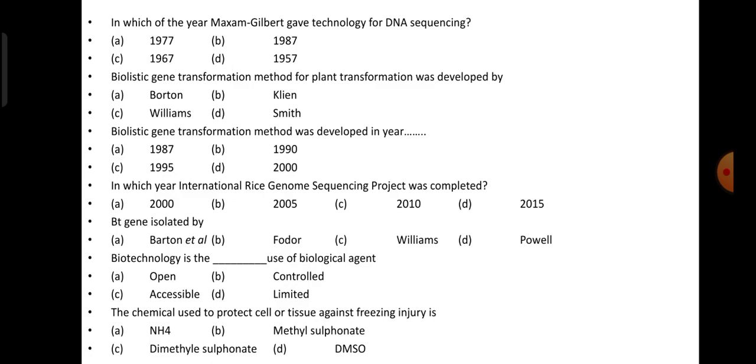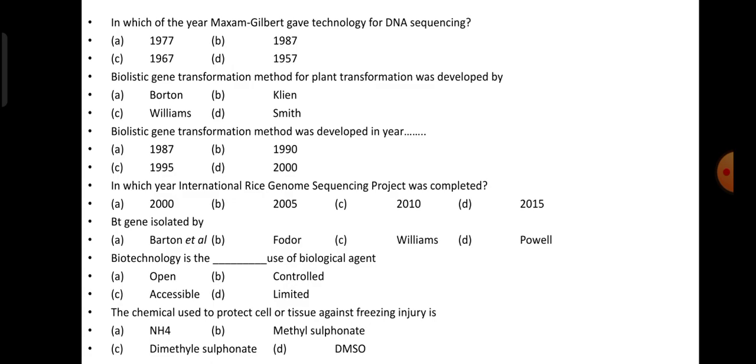In which year was the International Rice Genome Sequencing Project completed? Options 2000, 2005, 2010, 2015. Answer is 2005. Bt gene is isolated by, the four scientists' names are given here: Borton, Fodder, Williams, and Powell. The answer is Borton and co-workers. Option A is the correct answer.